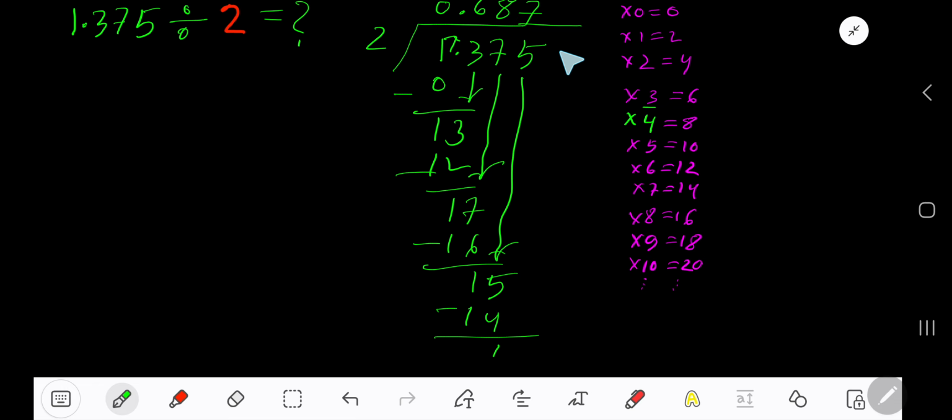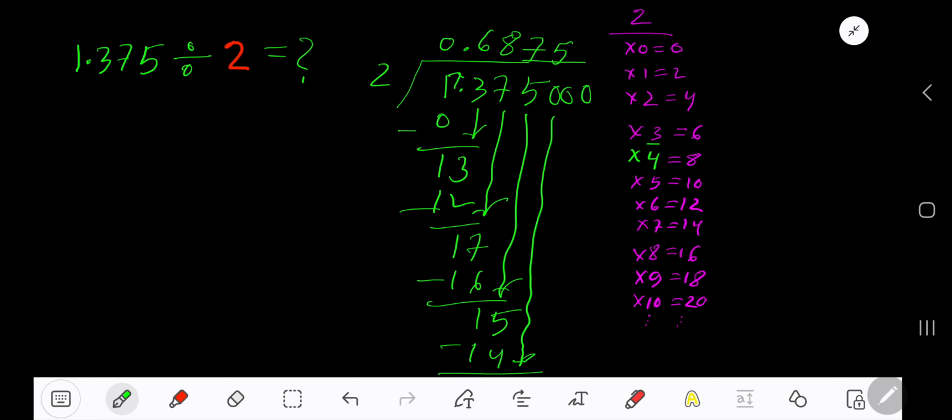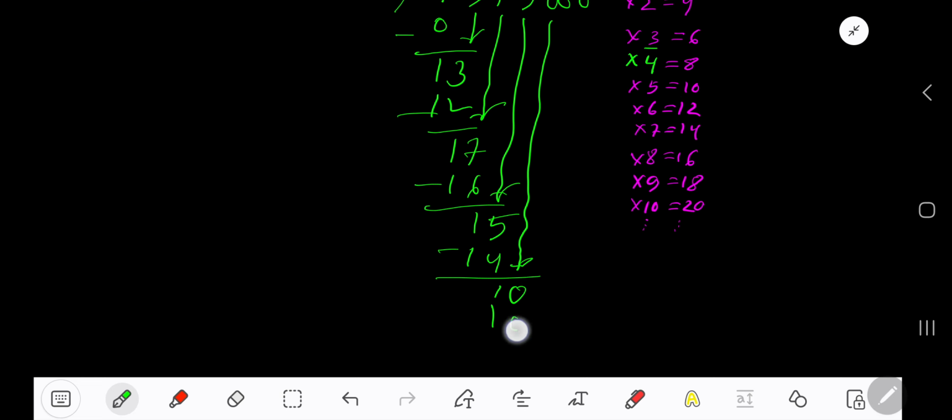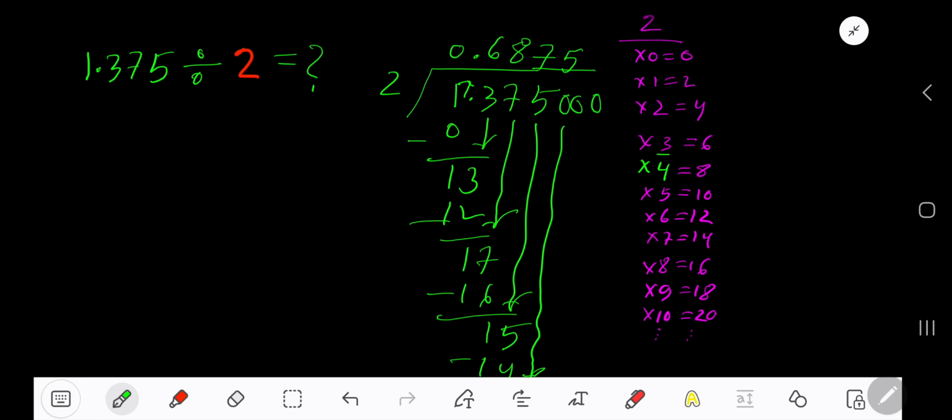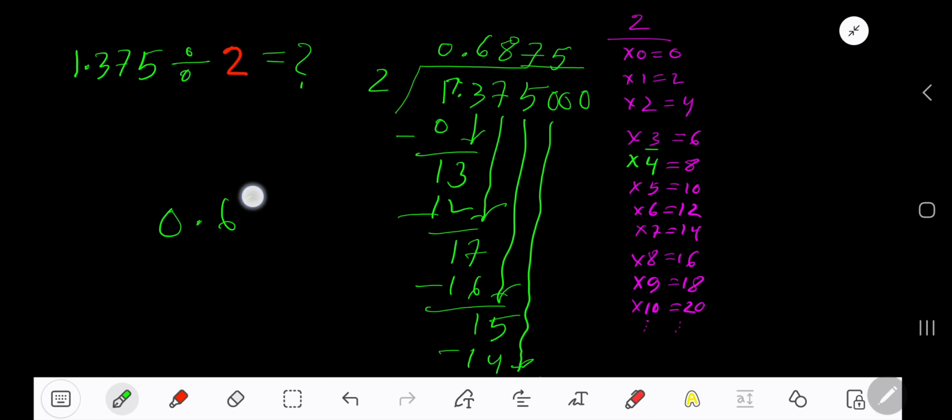Since this is a decimal number, you can add any number of zeros here. So bring down the next 0. 2 goes into 10 5 times. 5 times 2 is 10. As our remainder is 0, we are done. So our answer is 0.6875. This is the quotient.